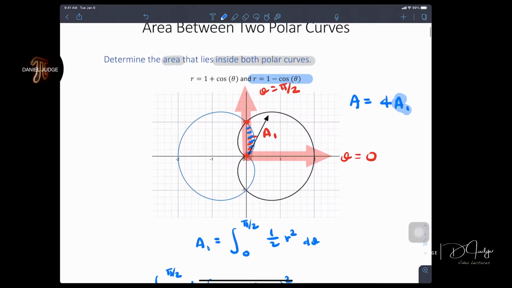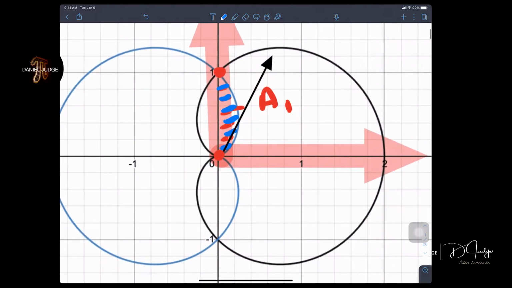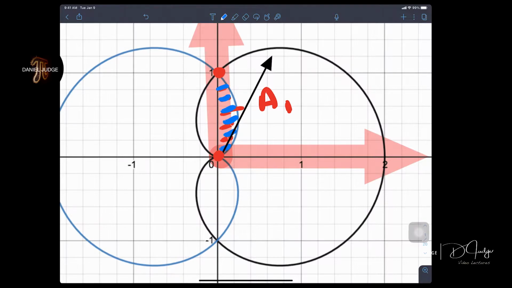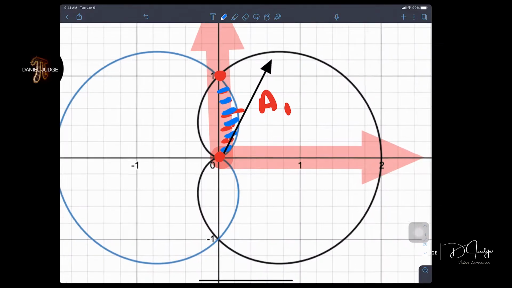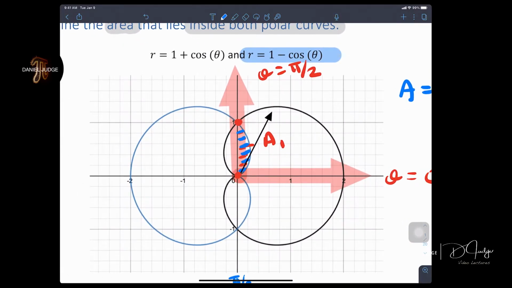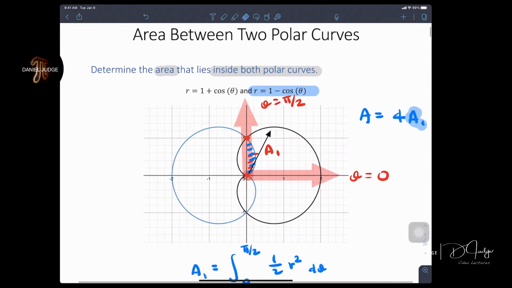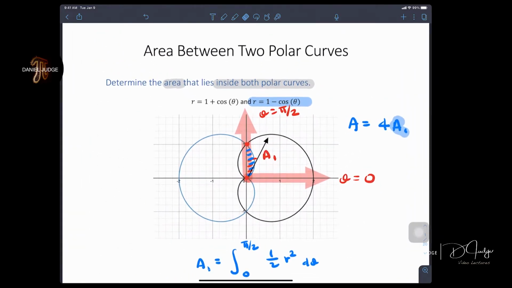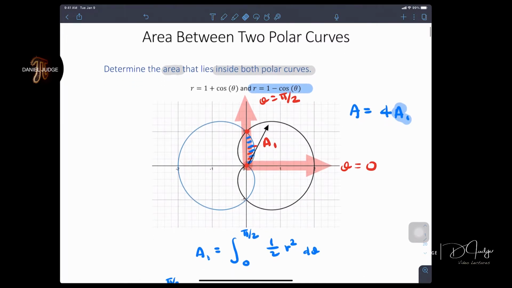So the area inside both curves really turns out to be, find the area in quadrant 1 for the cardioid represented by r equals 1 minus cosine theta. So you have two cardioids here. And there you go. So that's the first one.